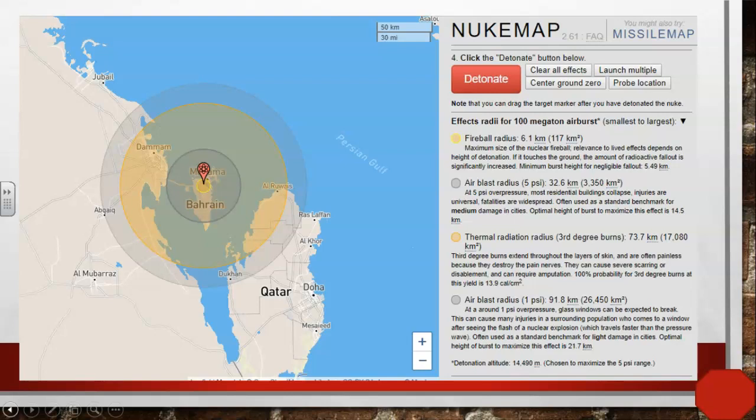You can see right through here, the fireball radius is going to destroy basically the northern third of the island. The air blast radius is going to destroy pretty much the entire country. The entire country of Bahrain, as well as part of Qatar and Saudi Arabia, are going to be destroyed in thermal radiation, meaning everyone inside that region is going to be getting third-degree burns.